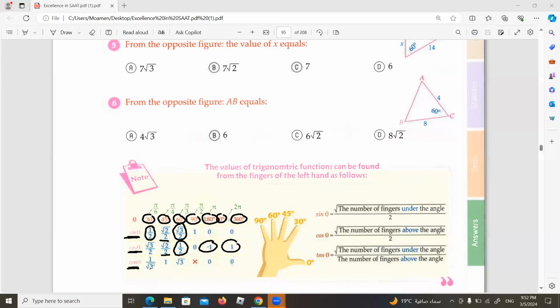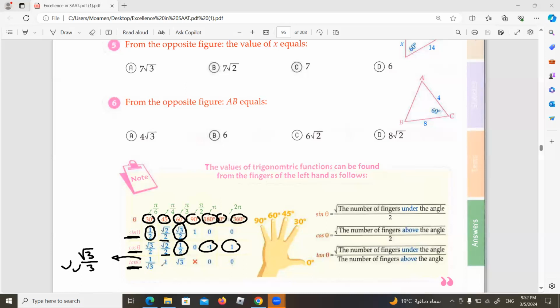What about tan? Tan 30 is 1 over root 3, or root 3 over 3. It's the same, but this is the simplest form. 1 over root 3 is the simplest form.